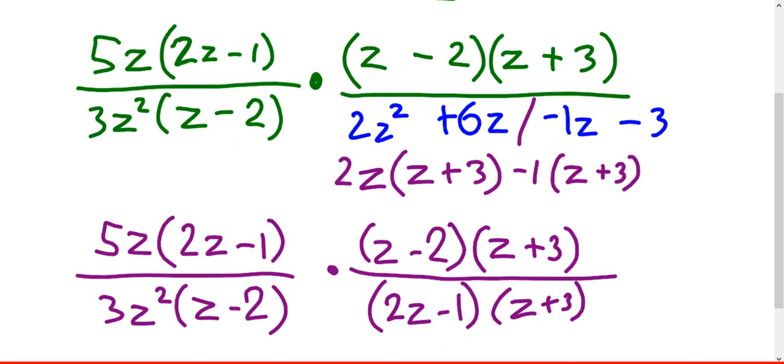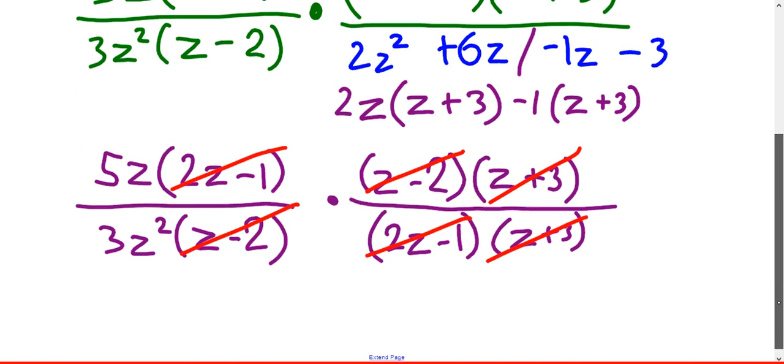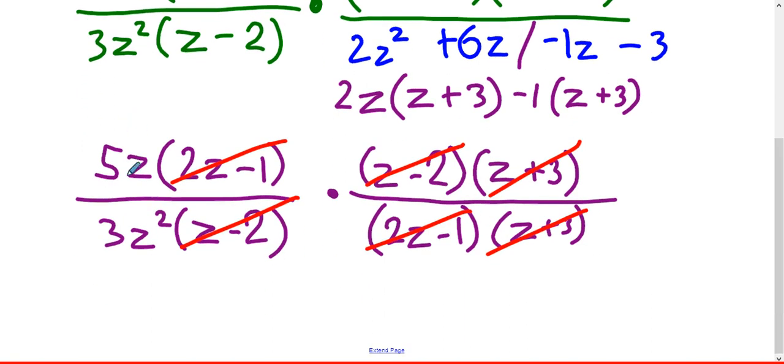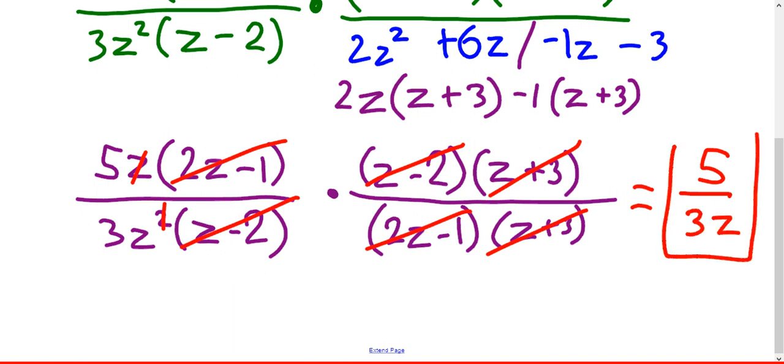But now we can cancel to reduce this. 2z minus 1 cancels 2z minus 1. Z plus 3, z plus 3. Z minus 2, z minus 2. A whole lot of stuff canceling. So all that we're left with is 5z over 3z squared. We can also reduce the z on top, and cancel one of the z's in the denominator. So we are left with a 5 in the numerator, and then a 3z in the denominator. So that simplified a whole lot.